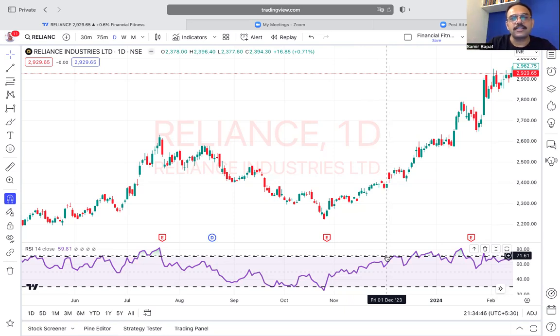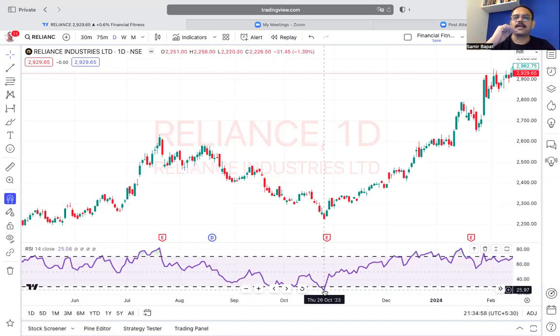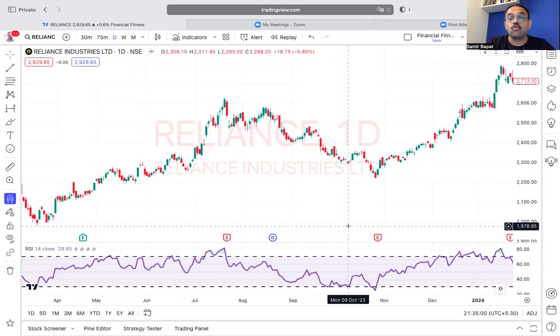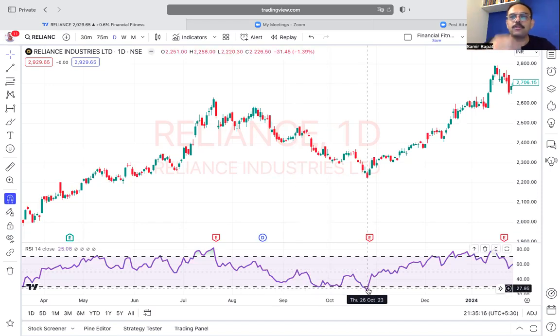Now, what is the significance of this dotted line? When our RSI line, this purple line, goes below 30, as per the author, that is the oversold situation. That means people have sold it too much and it has gone down quite considerably, and we can think of buying. So when the RSI indicator goes below 30, the meaning is कि भाई बहुत बिकवाली हो चुकी है. There is a possibility that it might rebound and go up.